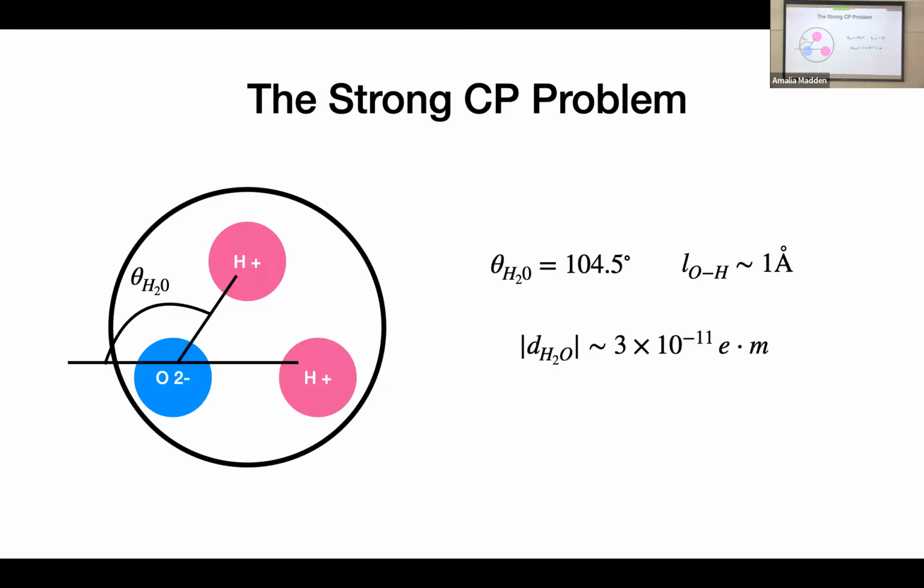The analogy is going to start with a water molecule. We know the angle between the hydrogen and the oxygen ions in a water molecule. We roughly know the bond distance. It's about an angstrom, so 10 to the minus 10 meters. Then we can ask ourselves, how big do we think the electric dipole moment of water is? Just by naive dimensional analysis, these numbers give you something very close to the measured value, which is about 3 times 10 to the minus 11 times the charge of the electron times a meter.